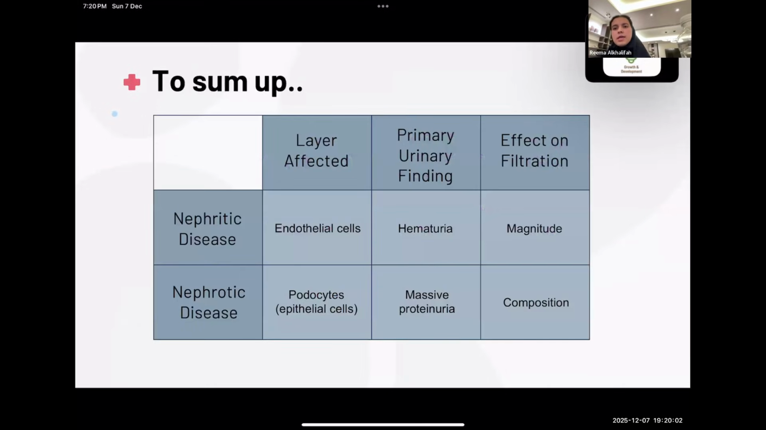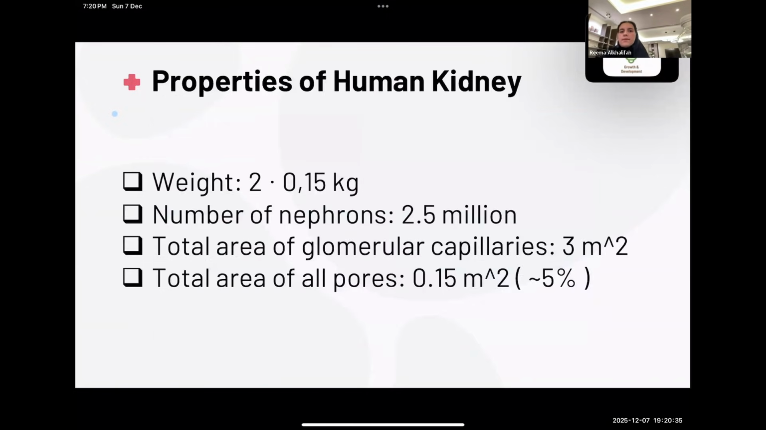This is a table just summarizing quick facts. Now, the layer affected in nephritic disease is endothelial cells. In nephrotic disease, it's podocytes. In nephritic disease, you'll notice hematuria. In nephrotic disease, you'll notice massive proteinuria. And nephritic disease usually affects the magnitude of the filtration because, again, we said GFR is reduced. Nephrotic disease affects the composition of the filtration because we said more proteins are being lost in the urine. Okay. Now we're done with glomerular diseases.